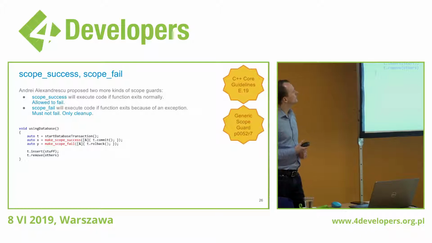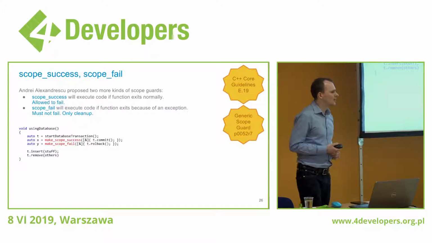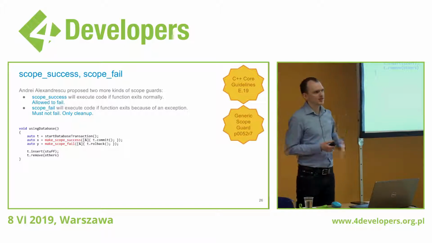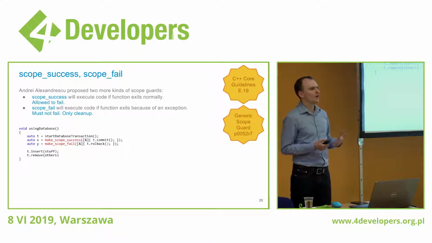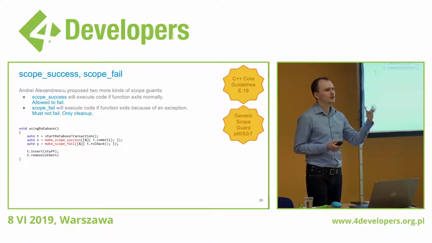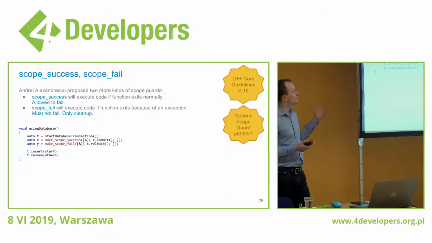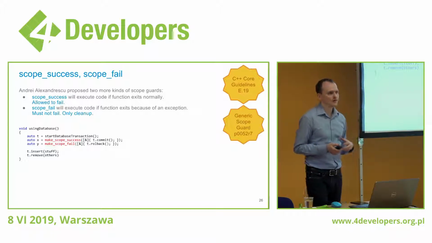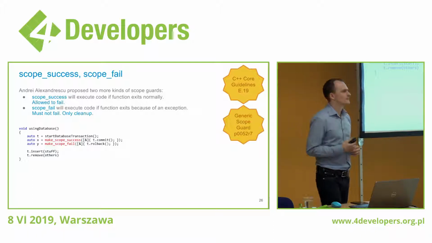There are two other kinds of scope guards. One is scope success, another scope fail. And scope success also takes a function and calls it in its destructor, but calls it only if the function exits normally without an error. And scope fail does the opposite. It takes a function and calls it in its destructor only when the function exits with an exception.